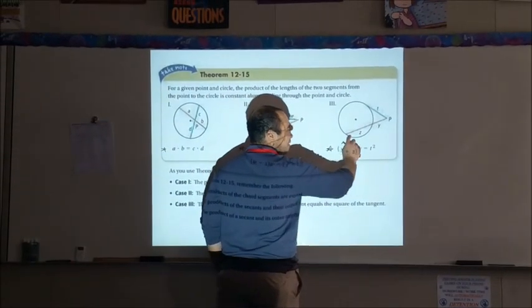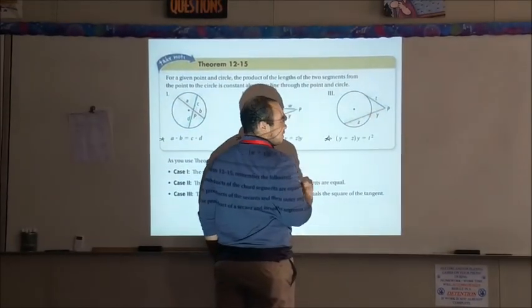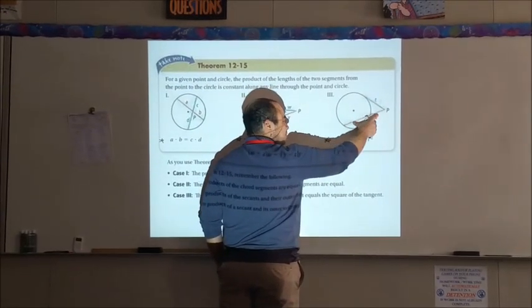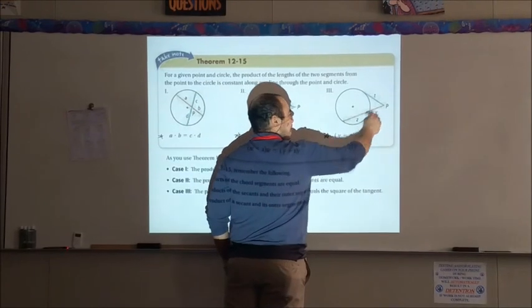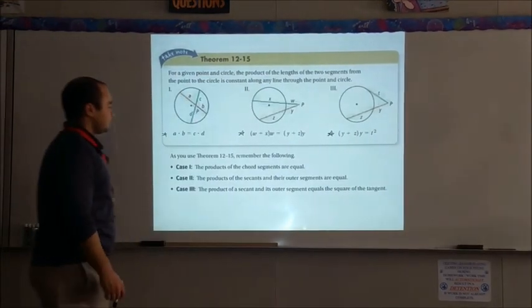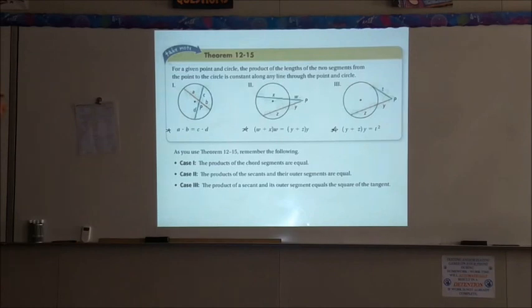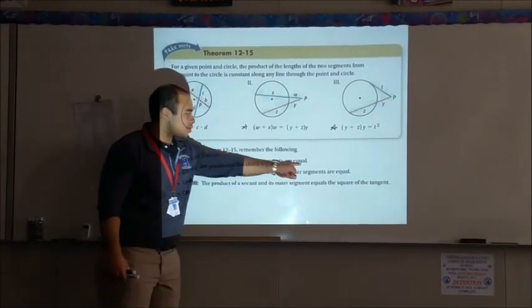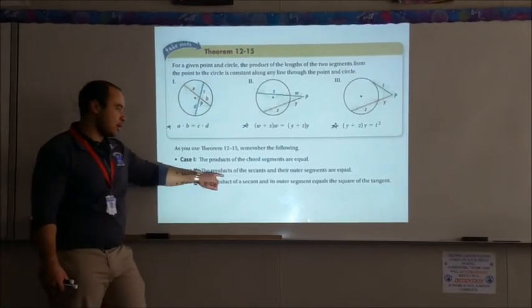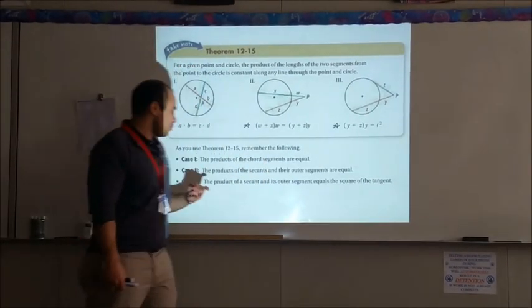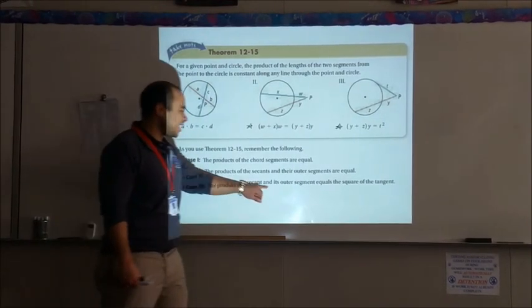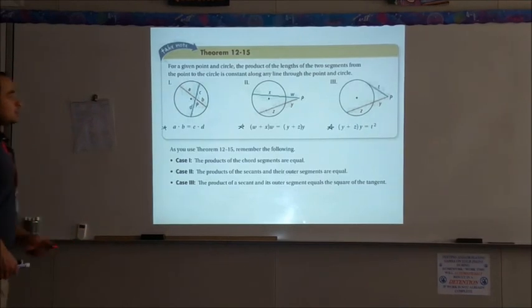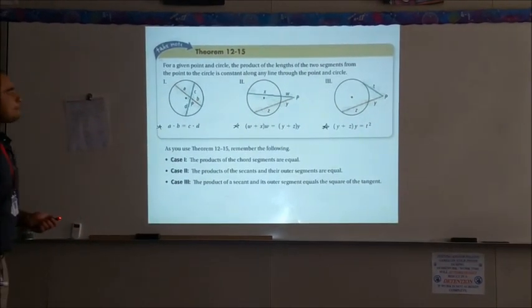The third option, if you have a secant and just a tangent, the tangent squared should be equal to the sum of the two parts of the secant times the outside piece of the secant. All right, so these cases are important. Case 1, the products of the chord segments are equal. Case 2, the products of the secants and their outer segments are equal. Case 3, the product of the secant and its outer segment equals the square of the tangent. So let's try to put some of these to work.